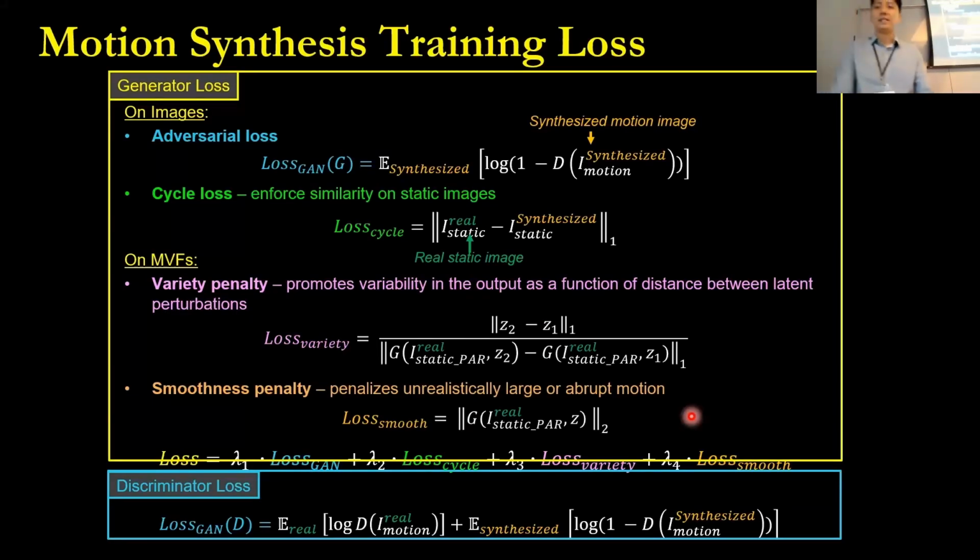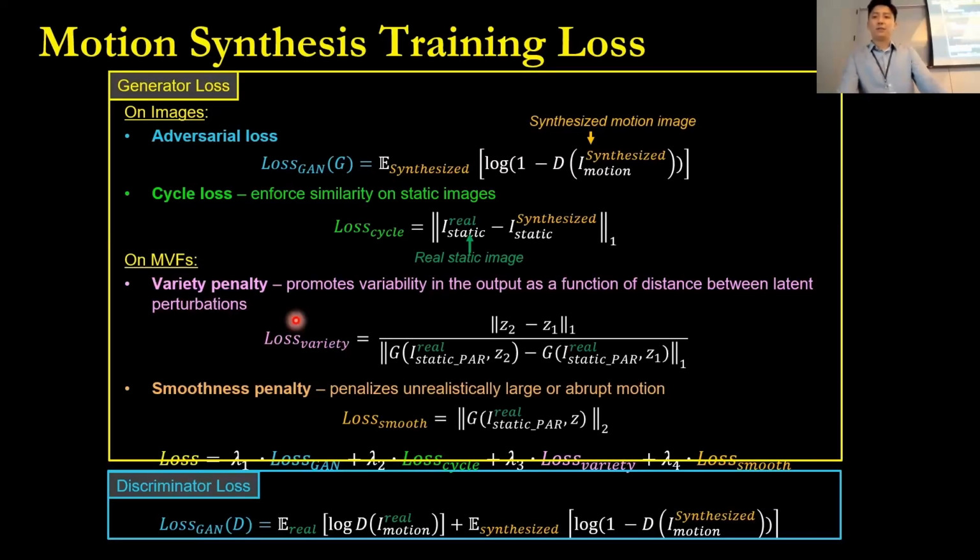And here we present some loss metrics on jointly training our model. For the generator loss, we apply several objectives, both on the image domain and on the motion vector fields domain. On the image domain, the synthesized motion image is judged by our discriminator to enforce realistic motion simulation. On the other hand, there's a cycle consistency loss, for which we use the L1 norm to enforce the cycle consistency on the static image domain.